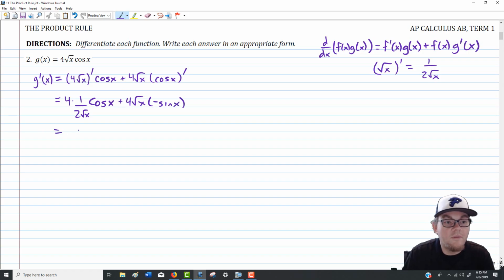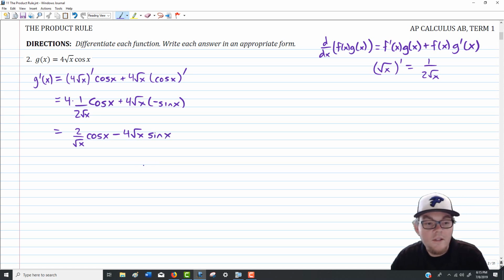Now that can of course simplify. First the 4 and the 2. We'll get 2 over square root of x cosine of x, and then minus 4 root x sine of x. Now at this point, this is technically a correct answer. You could stop right there if you so desired. But I don't like the fact that there's a denominator in one, not in the other, and that there's a radical over here when I feel like we could do something that would clean this up just a little bit.